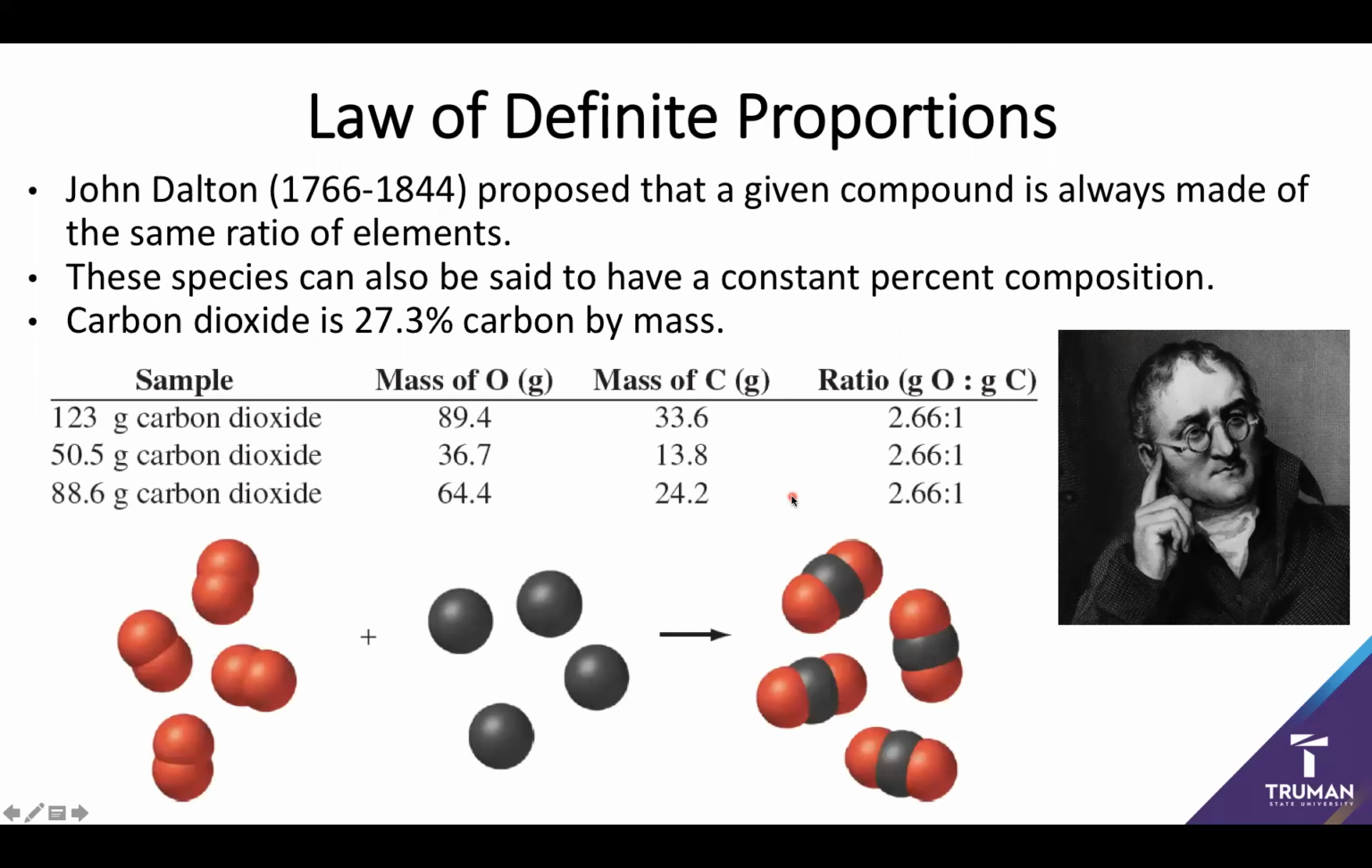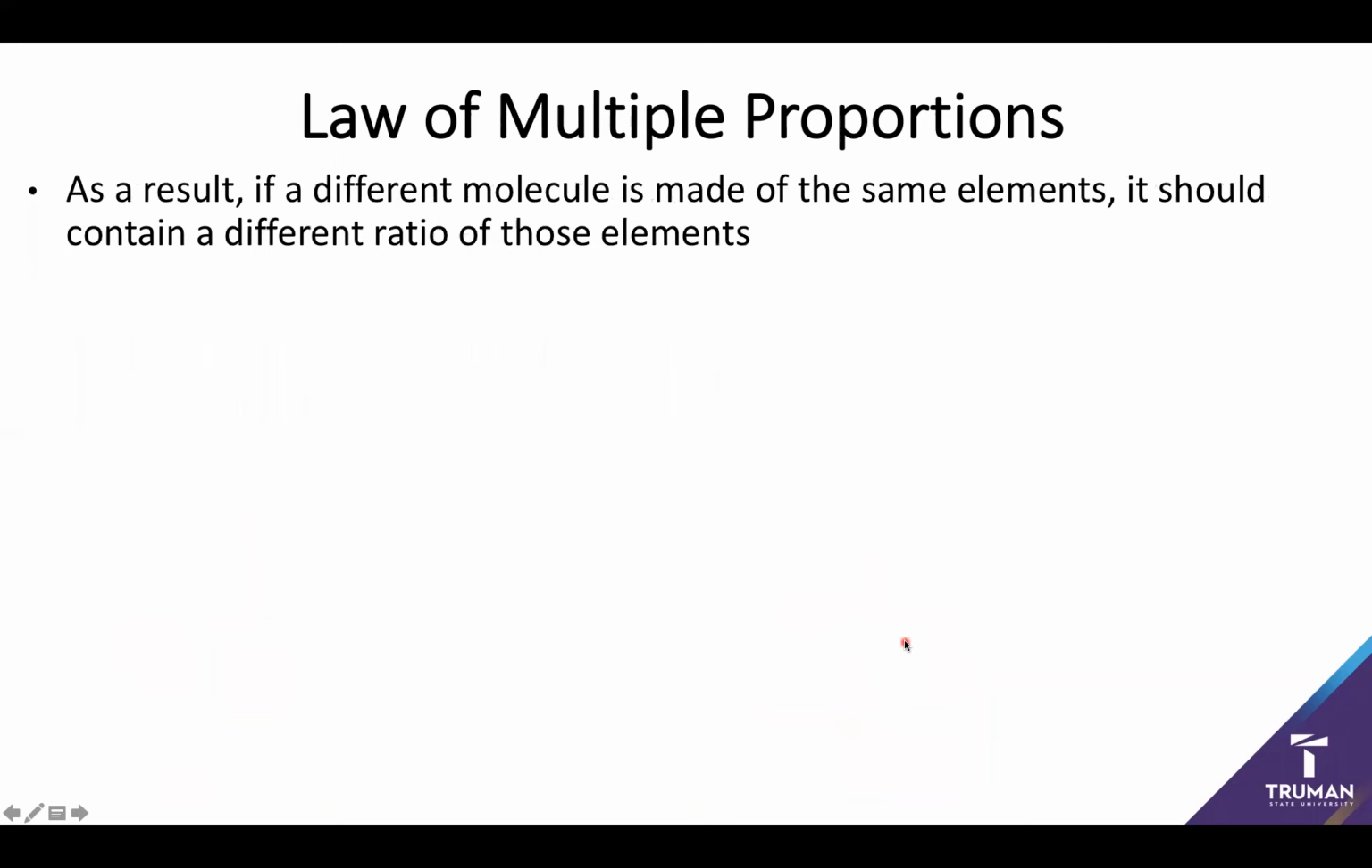So it always has a mass ratio of 2.66 grams of oxygen for every 1 gram of carbon. No matter what the total mass of the sample is, the ratio is always the same. That means that if you end up identifying a mysterious material with this ratio of oxygen to carbon, this likely means you found carbon dioxide. And then he took this one step further and came up with the law of multiple proportions.